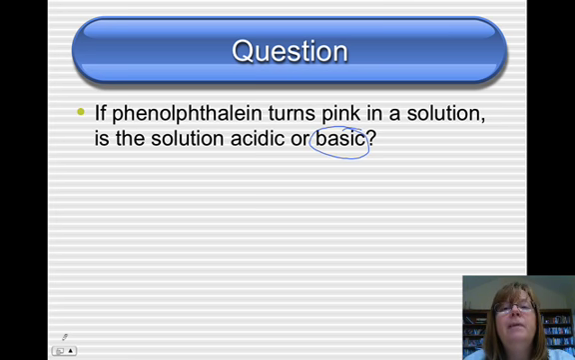All right. Well, I hope you understand pH and pOH and how you calculate it. Again, you're going to be seeing pH in environmental science. You've seen it in biology. This is how you calculate pH and what it means.